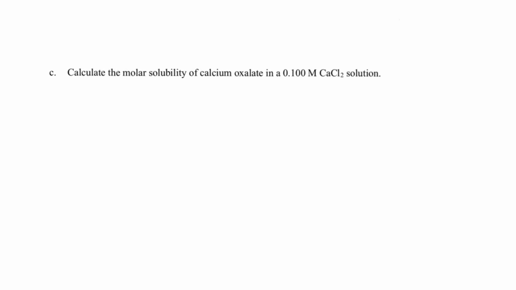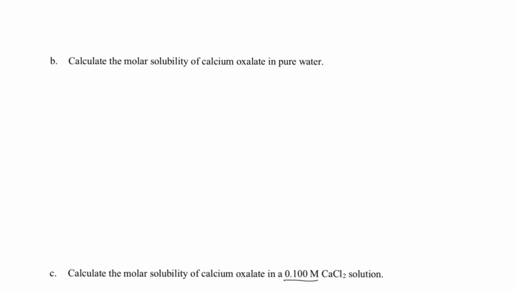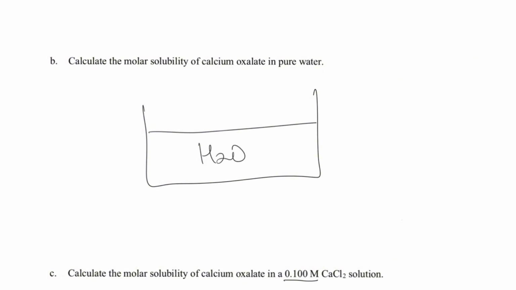Alright, now let's continue. In this part, we will calculate the molar solubility of calcium oxalate in a 0.100 molarity calcium chloride solution. Before doing any calculations, I will explain what is different compared to part B. In part B, our calcium oxalate was dissolving in just pure water. So we had some pure water and our calcium oxalate dissolved in this container, right?